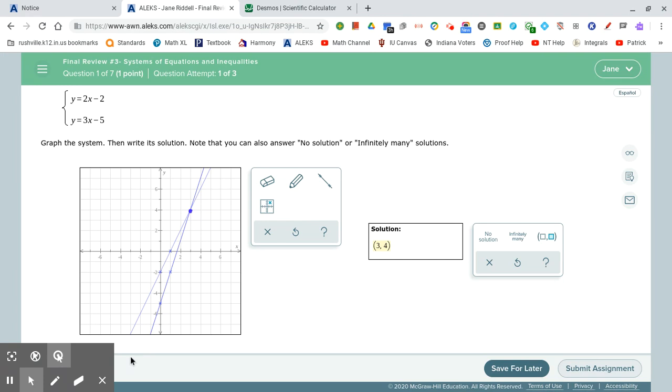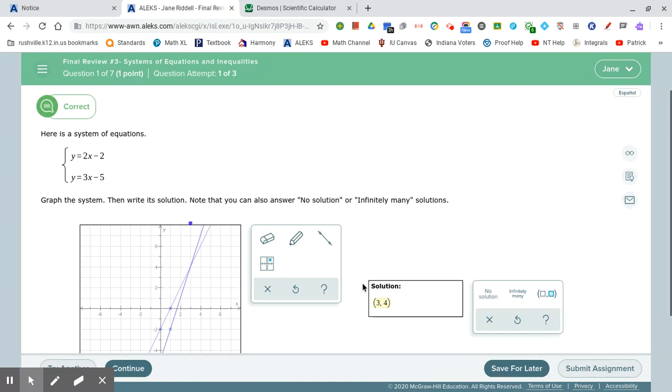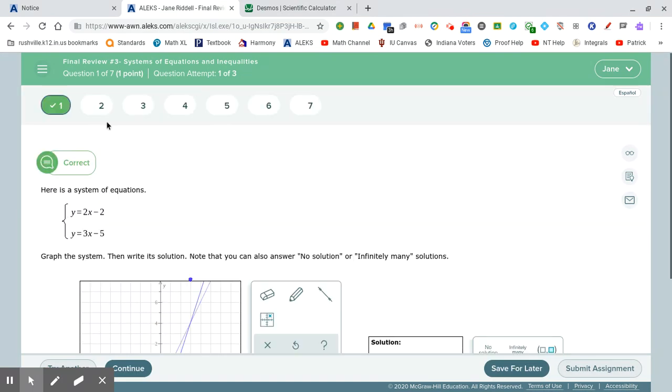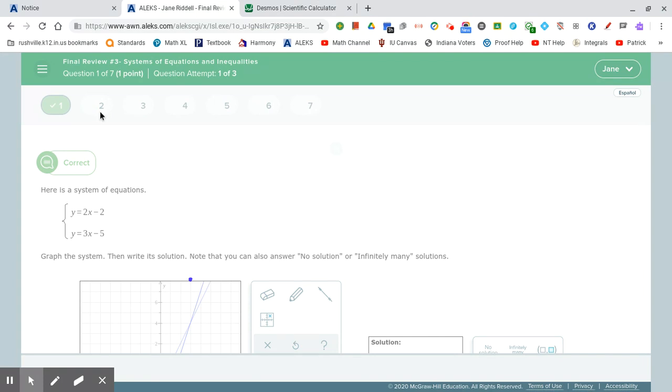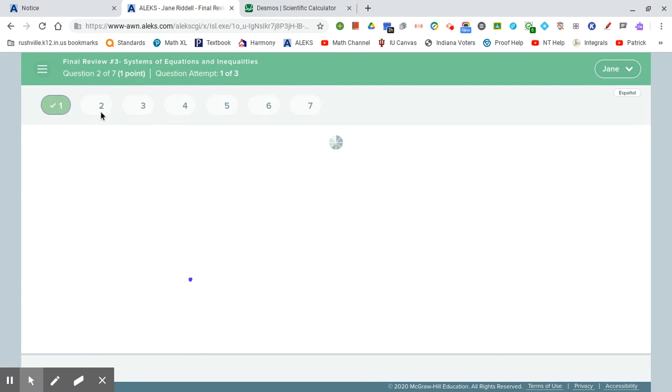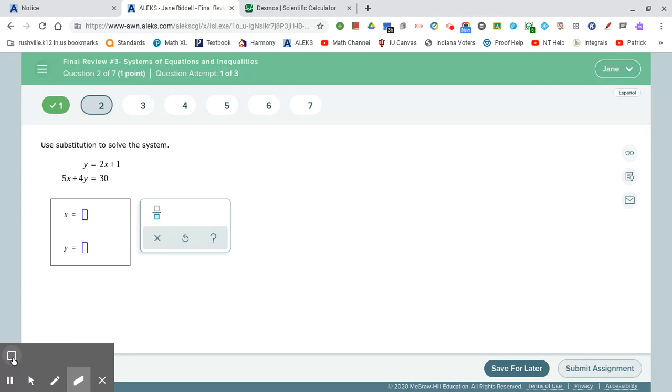All right, and then as always, please make sure that you check your work as you go to make sure that you're right and that you understand the process, so then you are prepared for whatever may come your way on the final. All right, so question number 1, we solved that system by graphing. Question number 2, we're going to solve by using substitution.